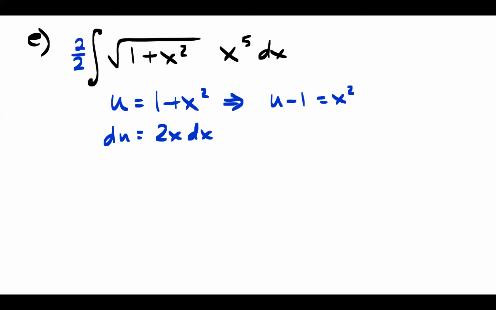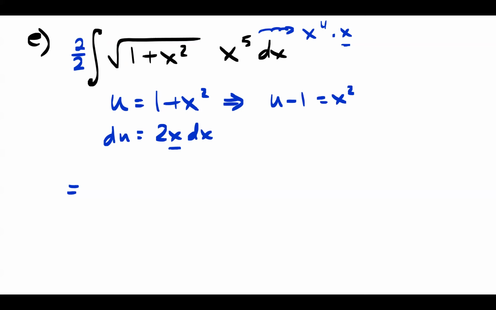So now I have a little connection between u and x, right? In this case, u and x squared. Okay, let's see. How am I going to do this here? This is going to be the tough one. This is like the last two on the homework. So isn't x to the fifth really just x to the fourth times x?